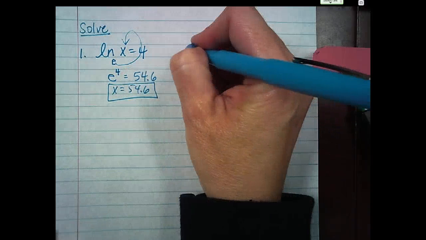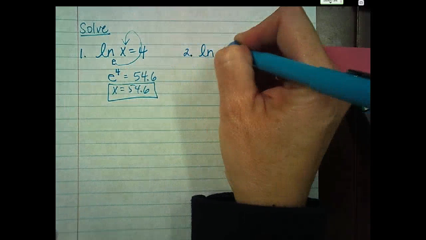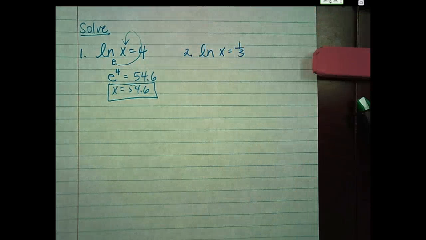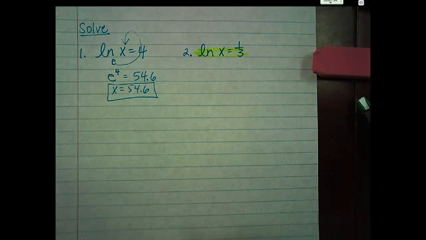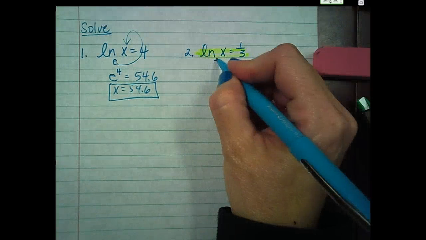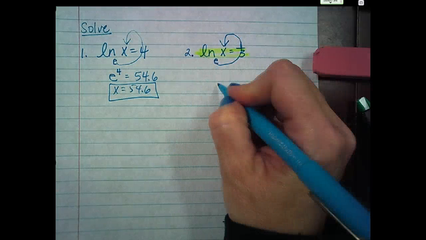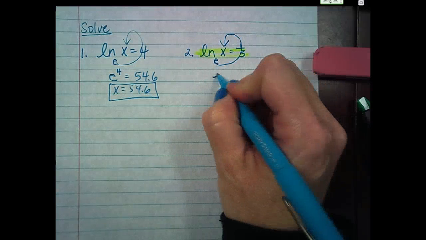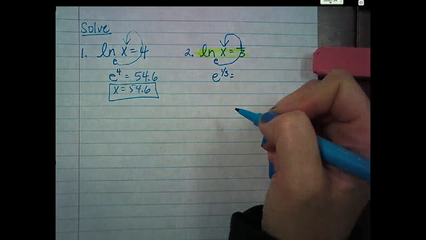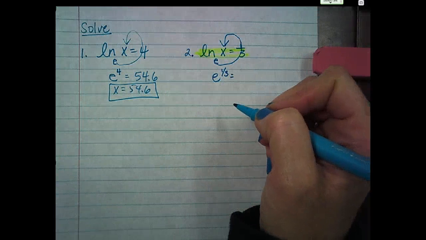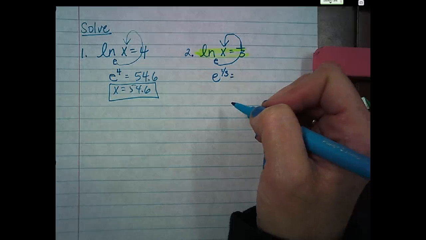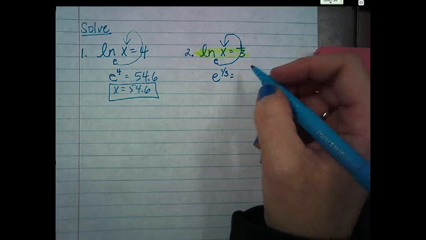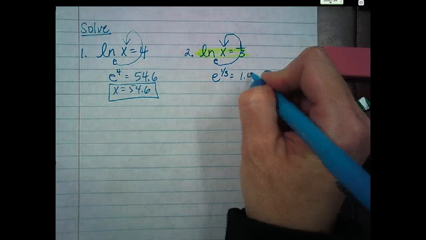Number 2. The natural log of x equals 1/3. What I'm saying there is that if you do circle math, e to the 1/3 power gives me what? So e to the 1/3 is how much? In other words, if something grows for 1/3 of a second or 1/3 of a year, 1/3 of an hour, how many times greater is it? 1.40 or so? Yeah.